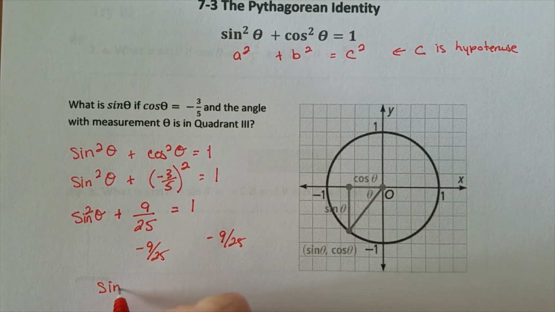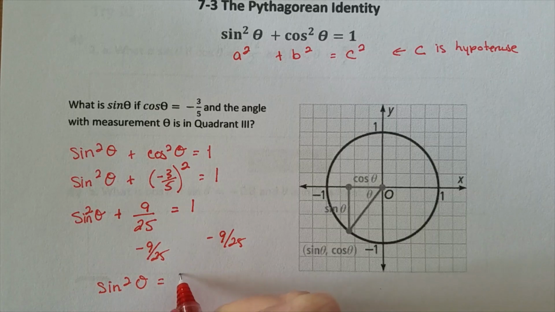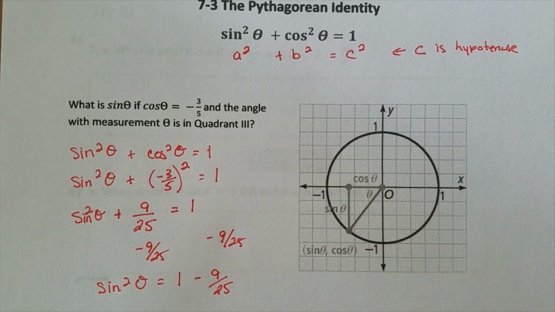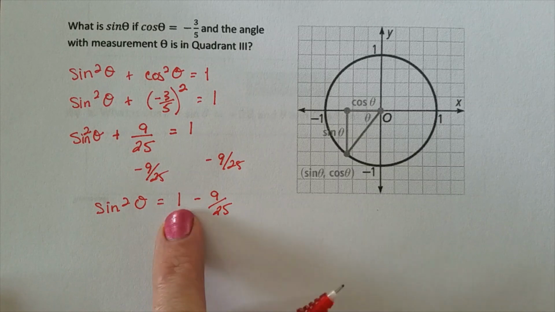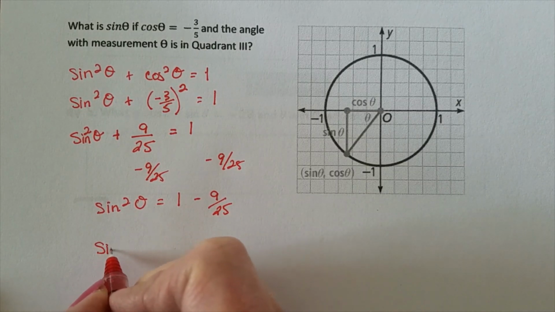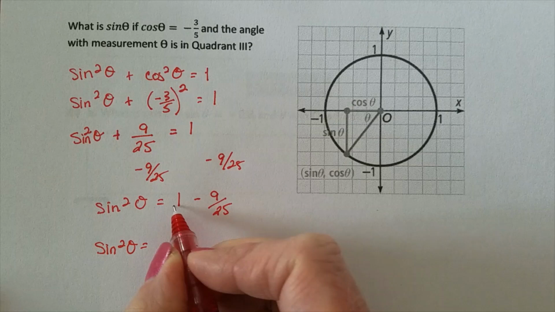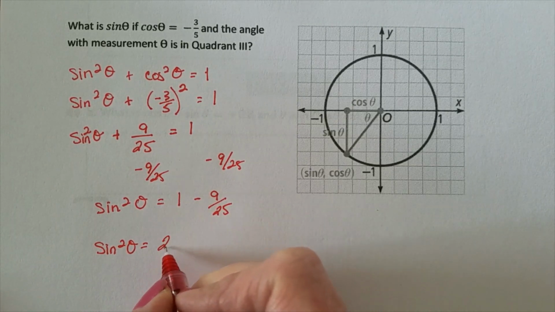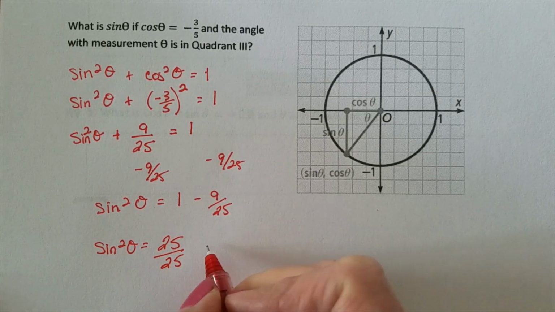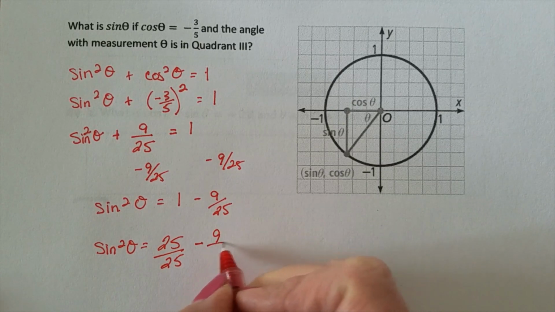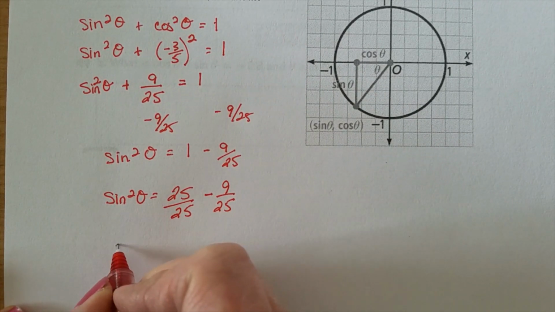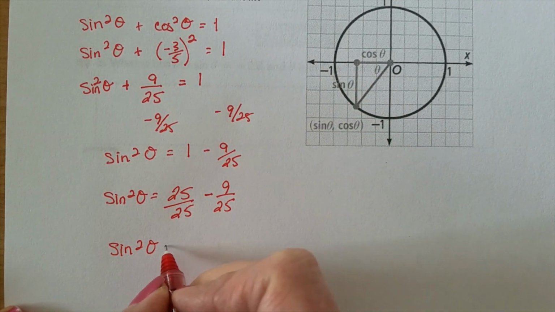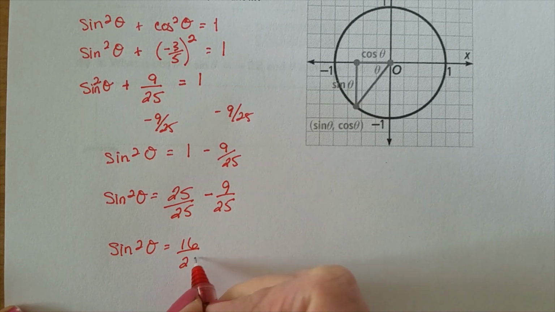So we have sine squared theta equals 1 minus 9/25. You need a common denominator in order to simplify. Well, that's pretty easy. I need a 25 in the denominator. 1 would be 25 over 25 minus 9/25. Let's simplify. Sine squared theta equals 16 over 25.